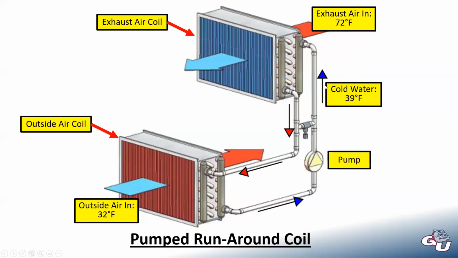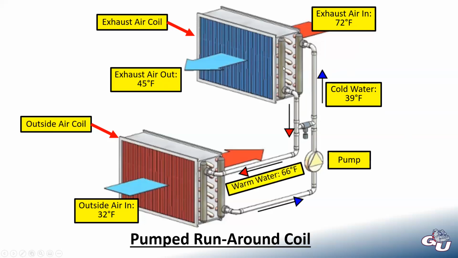If we send 39-degree water into this coil, that will cool down our exhaust air, and say that comes out at 45. Since the water came in cold, it picked up heat energy, then it's going to leave warmer. So let's say that comes out at 66. So now we're sending 66-degree water into this coil where it can get rid of that heat, and our outside air comes out at a warmer temperature. And you just keep running that pump and just keep moving that water, and you'll just keep recovering that energy.